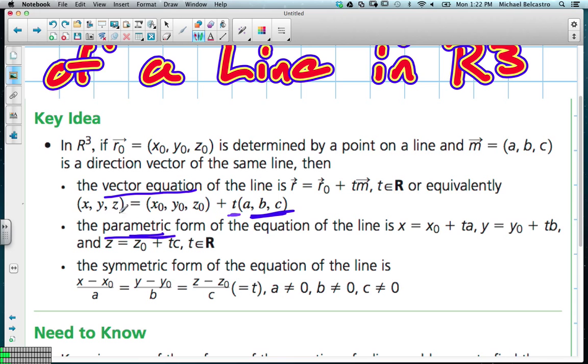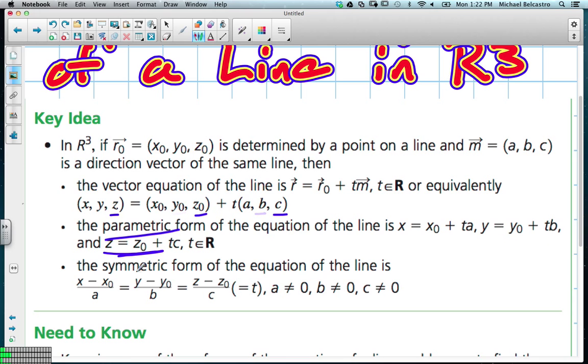Our parametric form, all we're doing is taking these equivalents and setting it equal to our x. So x is equal to x naught plus t times a, which is our parametric form of x. Same with parametric form of y. We just set up the second values in each. And for z, we set up the third values in all 3 of those. And that would give us our parametric form.